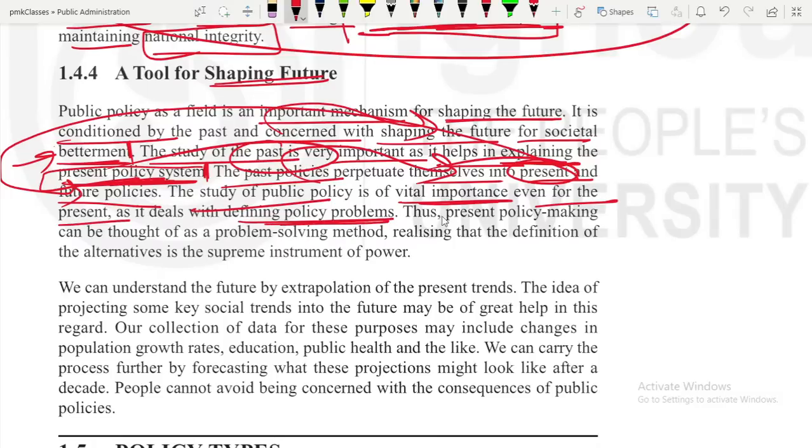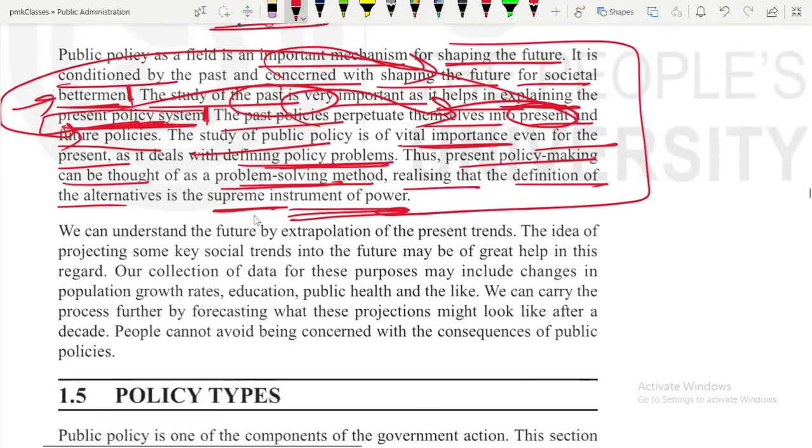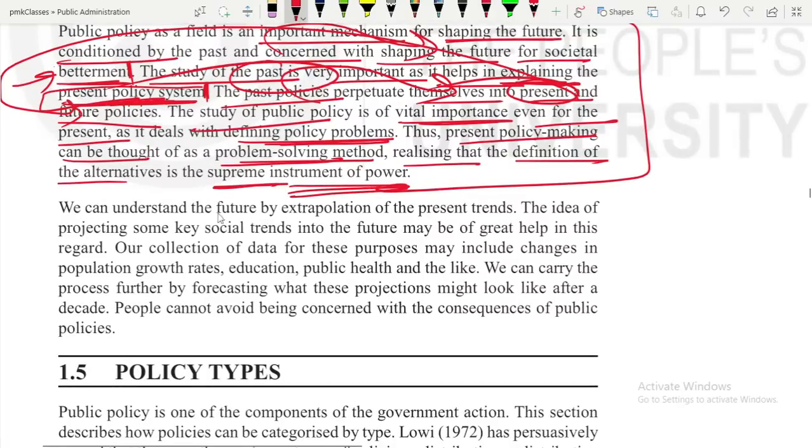Thus present policy making can be thought of as a problem-solving method, realizing that the definition of the alternative is a supreme instrument of power. So this is mainly shaping the future through public policy. We can understand the future by extrapolation of the present trend. The idea of projecting some key social trends into the future may be a great help in this regard.